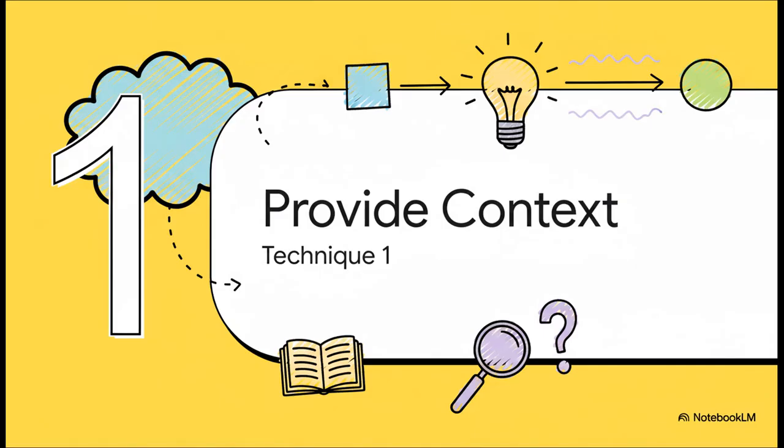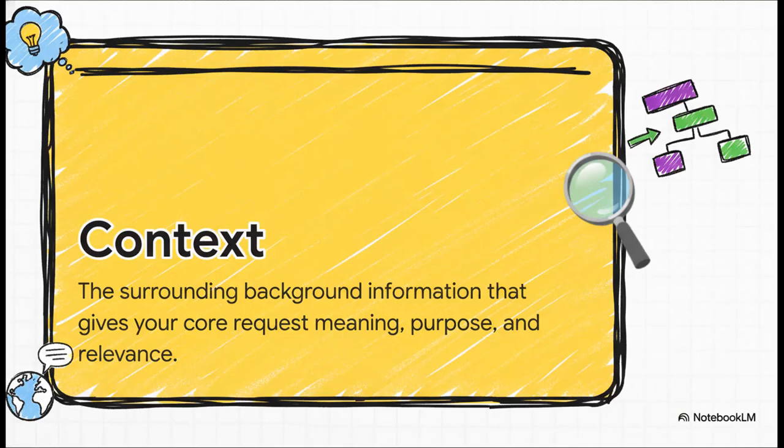All right, technique number 1, provide context. Seriously, this might be the single most important and most overlooked part of a great prompt. So what is context? It's the why behind your what. It's all that background info: who you are, what your project is for, who you're talking to. If you don't give the AI that backstory, it's basically working in the dark.